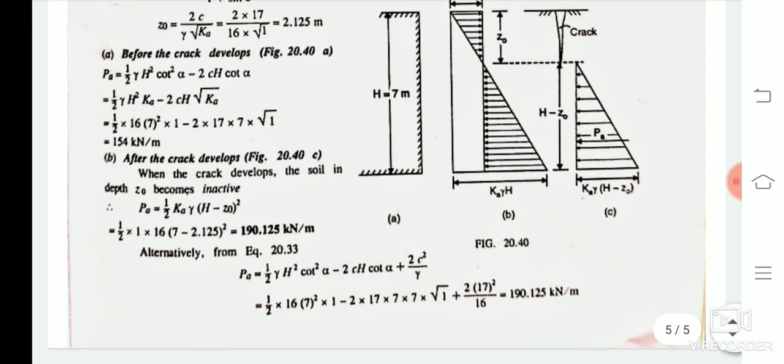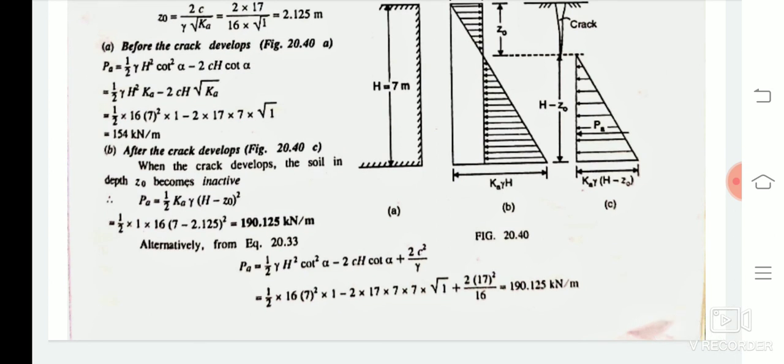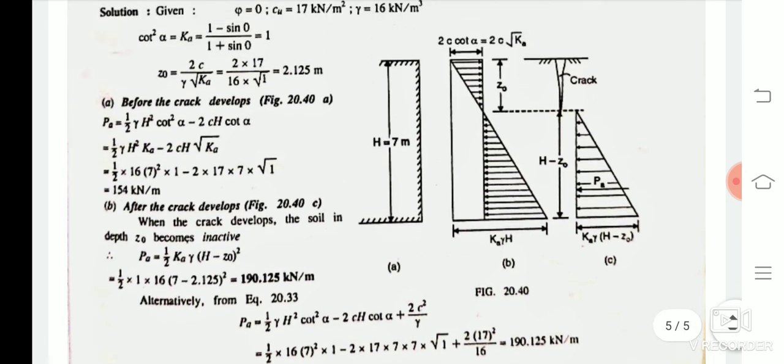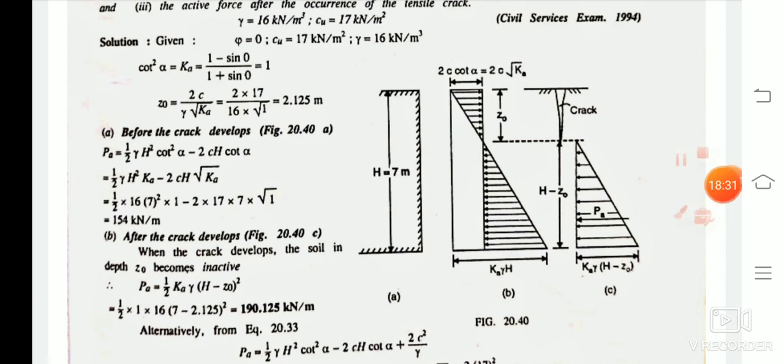This can also be solved from an alternate equation, as we already know that the total active earth pressure for cohesive soil is half of gamma into h square cot square alpha minus 2ch cot alpha plus 2c square by gamma. Substituting all these values, we obtain the active earth pressure as 190.125 kilonewton per meter. So these are the numerical problems which are very important from the active earth pressure chapter. Thank you.